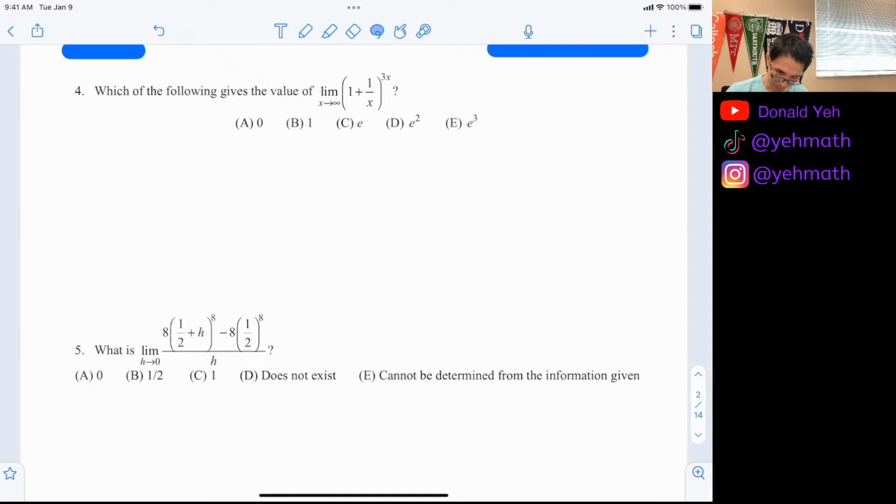How do we do number 7? Okay, the definition of derivative is f of x plus h in parentheses, minus f of x, all over h. I think that's the definition of derivative, right?